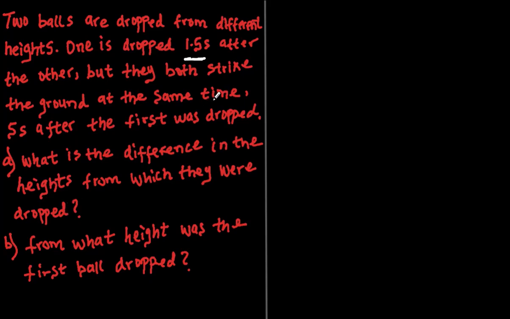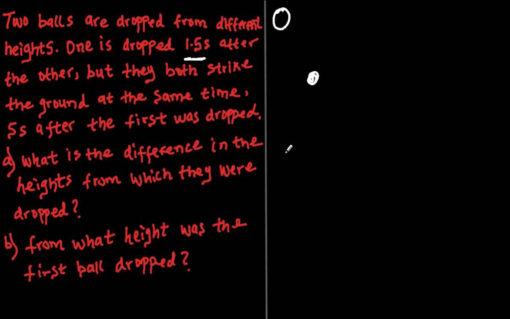So now let's try and understand this. Let's put it into a diagram for it to make sense to us. So two balls are dropped from different heights. One is dropped 1.5 seconds after the other, but they strike the ground at the same time. So if two balls are dropped from different heights, and they reach the ground at the same time, what it means is that, let's draw something. So let's say this is the first ball. Then let's say the first ball is above, and of course, the second ball is below because they were dropped at different heights.